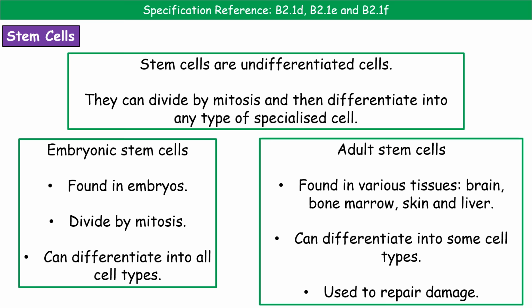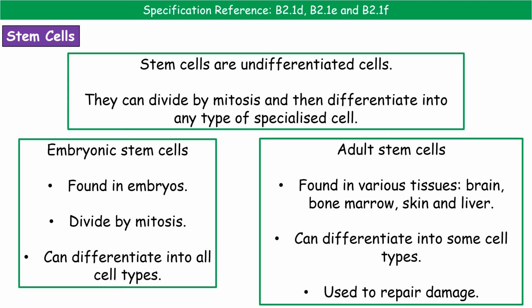Now, the type of stem cell is going to tell us how many types of cell it can differentiate into. Embryonic stem cells, first of all, these are the ones that come from an embryo, as the name suggests. They can differentiate into all cell types. So this means we can use it to make any type of cell at all. Adult stem cells, however, can only differentiate into some cell types.